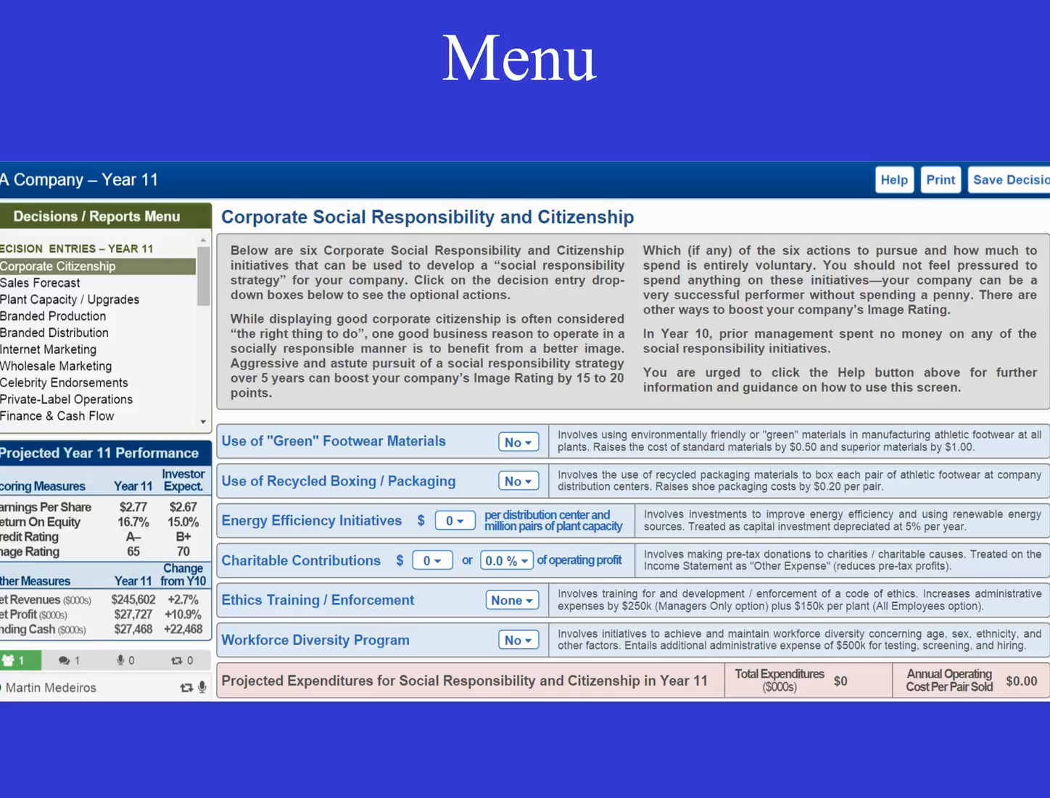So let's look at your screens here. This is the first screen that you see, but these are all of your departments. Your sales forecast department, your plant upgrade department, your branded production department, and so on. Think of each one of these links as a different department. Let's look at your sales forecast department.